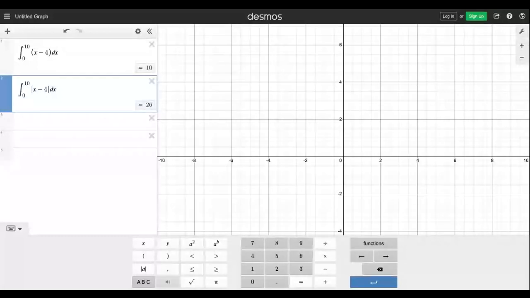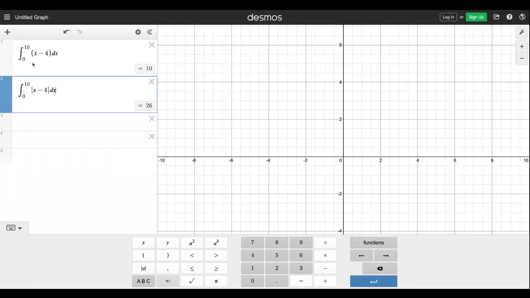Okay. All right, so you should be able to see my Desmos screen right now, right? Okay. Now I've already plugged in this problem. I plugged in the integral from 0 to 10 of x minus 4 dx, and I came up with 10. Then I did the absolute value. I did the integral of, now your calculator has the exact same thing on it, okay? So what you need to do is you need to go to, okay, I'm getting my calculator out.